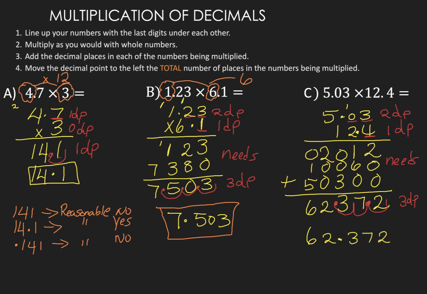So my answer is 62.372. Let's check to see if that's a reasonable answer. Focusing on the whole numbers, that's 5 and that's 12. If you multiply 5 and 12, guess what I get? 5 times 12 is 60. And that's 62 point something. So my answer is reasonable. So I'm finished.